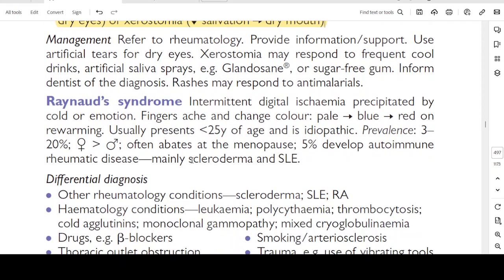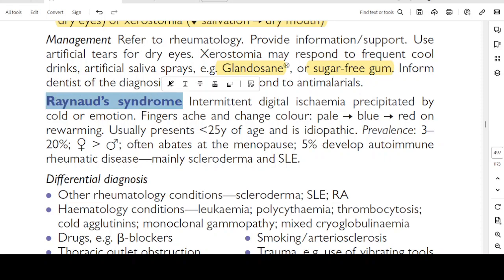Management. Refer to rheumatology, provide information or support, use artificial tears for dry eyes. Xerostomia may respond to frequent cool drinks, artificial saliva sprays, Glandosane or sugar-free gum. Inform the dentist of the diagnosis. Rashes may respond to antimalarials.